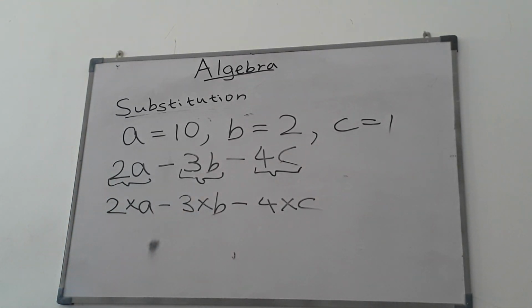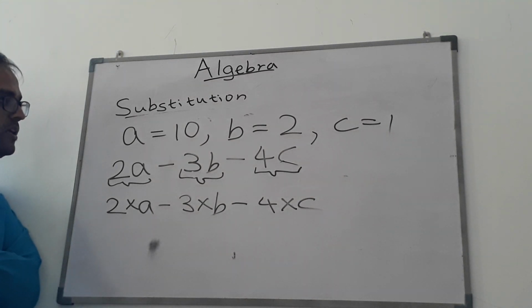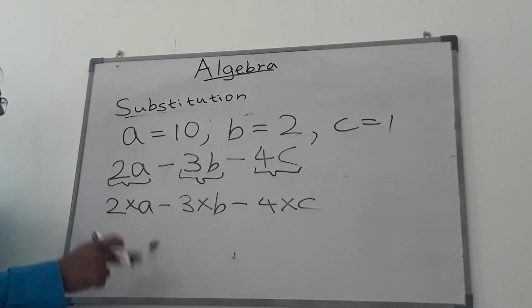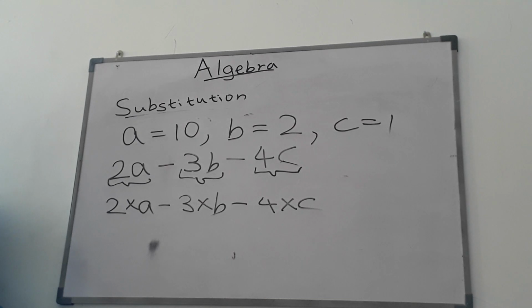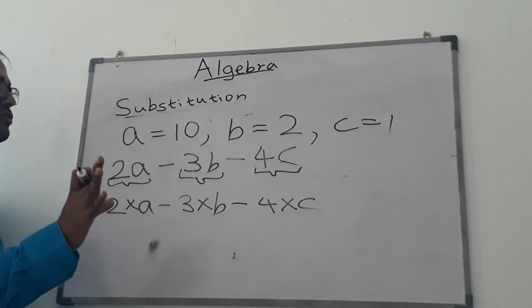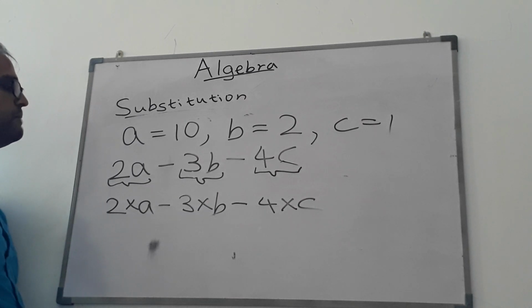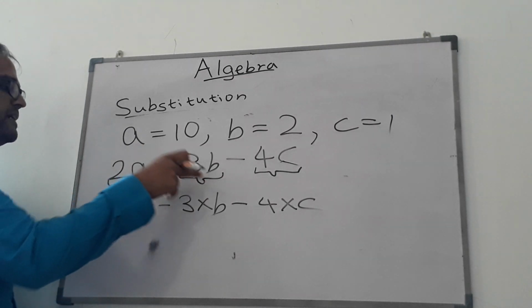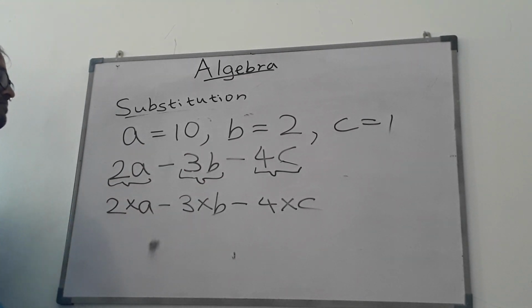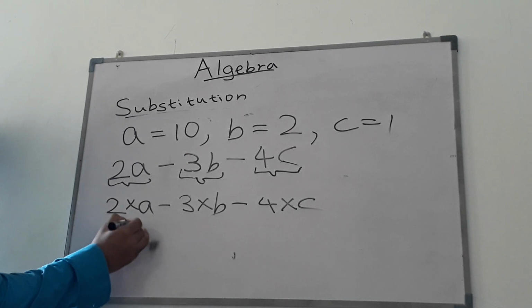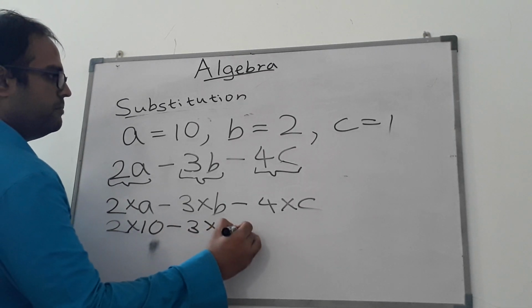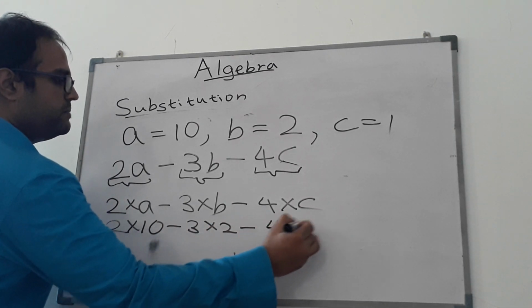Now we can substitute values. When you are doing this sum, don't forget to write the whole expression at each step. Don't do it term by term. Straight away write the whole expression. So 2 times A means 2 times 10, minus 3 times B means 3 times 2, minus 4 times C means 4 times 1.